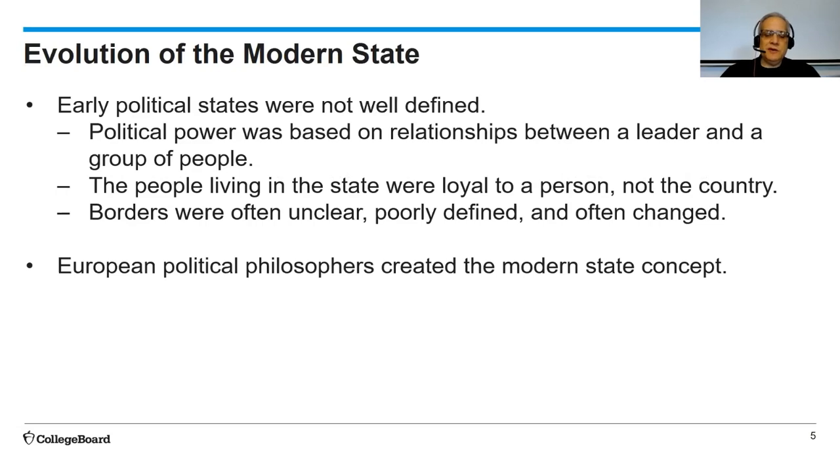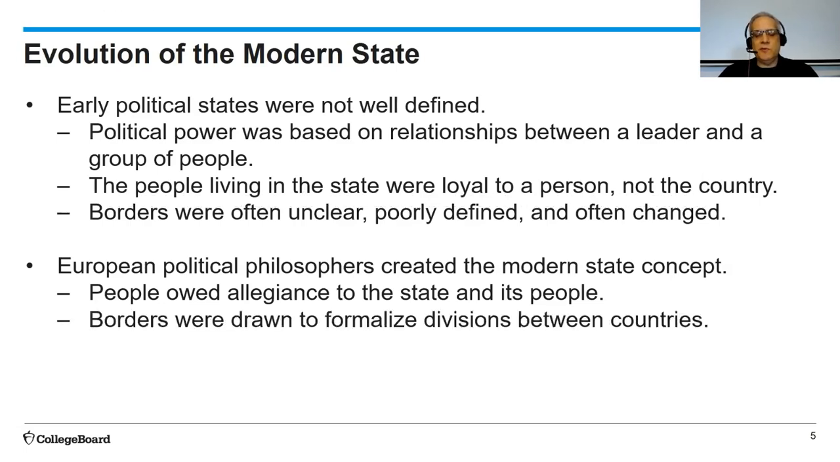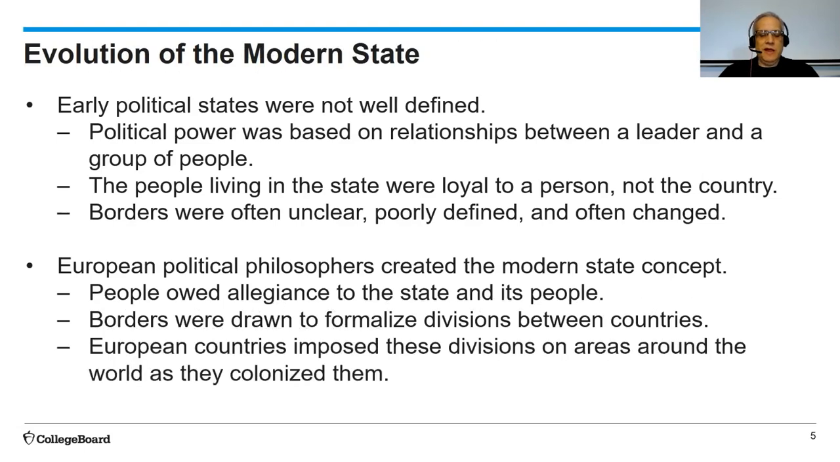In the late 1700s, the European political philosophers created the modern state concept. At this point in time, people started moving away from their allegiance to a single person, and they owed their allegiance to a state and to the other citizens of the state. Borders were drawn to formalize the divisions between the countries, and so now people knew where the borders ended and where they began. And European countries imposed these divisions on areas around the world as they colonized them. So, in areas that did not follow the definition of a state, the Europeans created states for them.